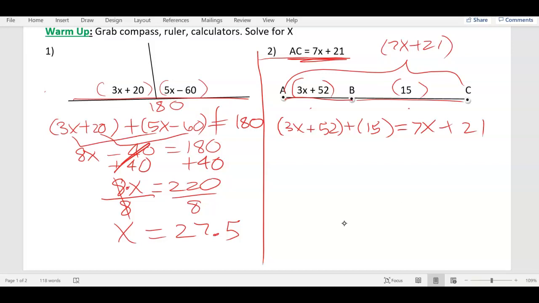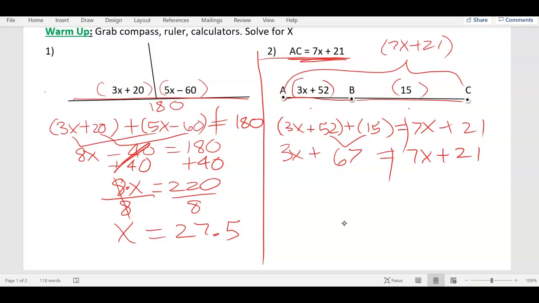So let's do this. Before I think about the x's, could I combine any like terms? I see on the left side, I have 2 numbers I can combine, right? Does everyone see that 52 and the 15, regular old numbers on the same side? Combine them. 52 plus 15 is 67. Let's bring down 3x plus equals 7x plus 21. So I first combined like terms, brought everything down.